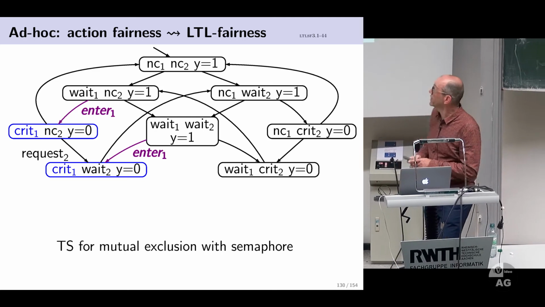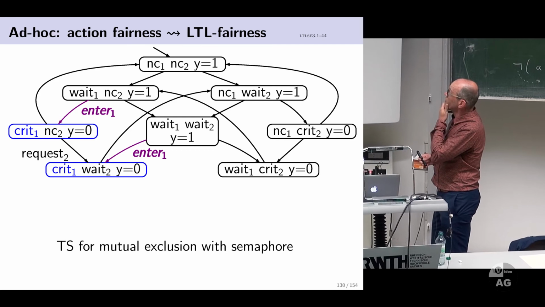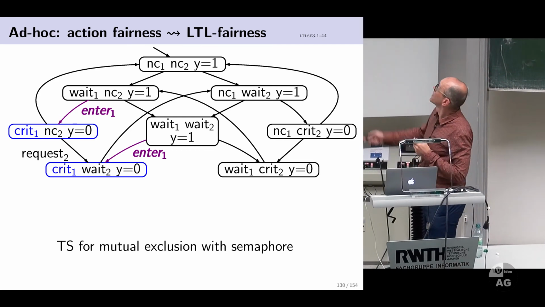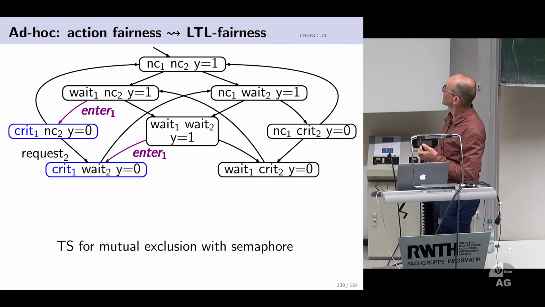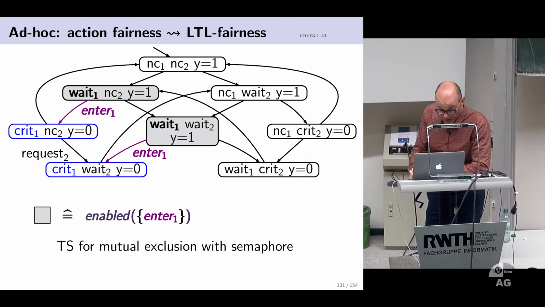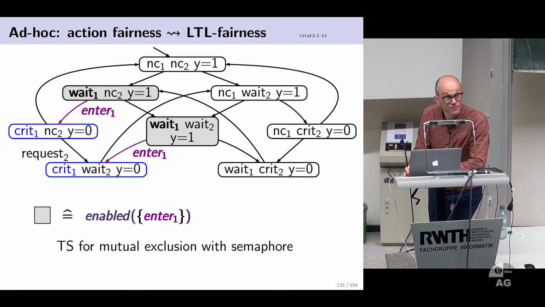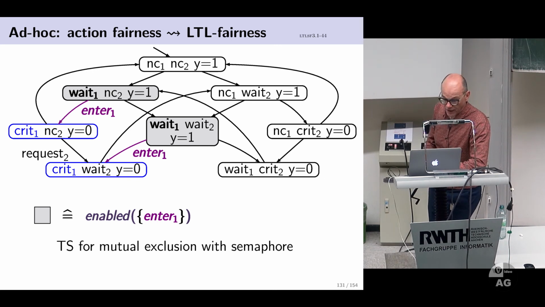Good. Let's first look at an ad hoc scenario. This is a mutual exclusion algorithm with a semaphore. The semaphore initially is 1, and in some scenario, if you're in the critical section, it becomes 0. So now you would like to say something like enter 1 is enabled. An ad hoc way of doing this would be you just look at the states in which enter 1 is enabled. These are the two gray indicated states over here. Okay, so they satisfy enabled with the singleton set enter 1.